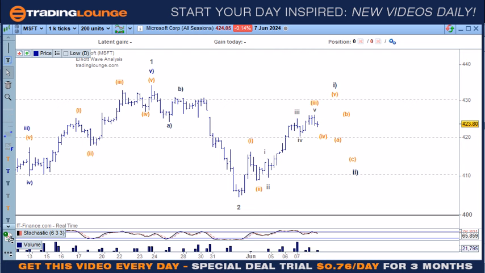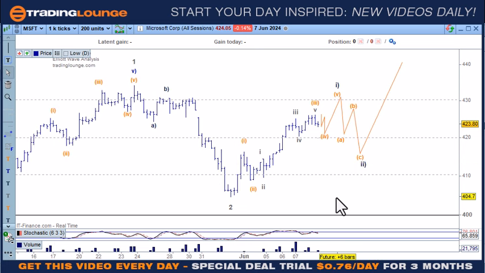So within this here, we're looking for some sort of ABC in here probably, and then wave 5 here, then some sort of ABC pattern here, and then off again at that point. So once again, we just need to be over here for this, okay?